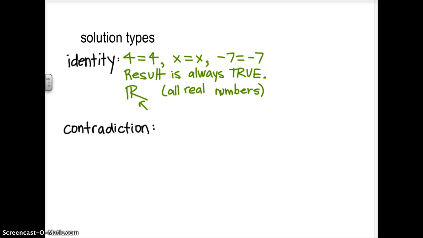The opposite, kind of, is a contradiction. In that case, you might get 4 equals 6, or -7 equals -9. Those are never true. 4 is not equal to 6. That doesn't even make sense. What that means is your result is always false.